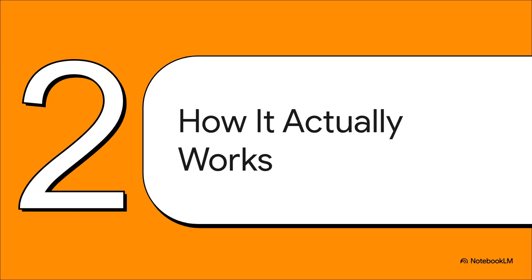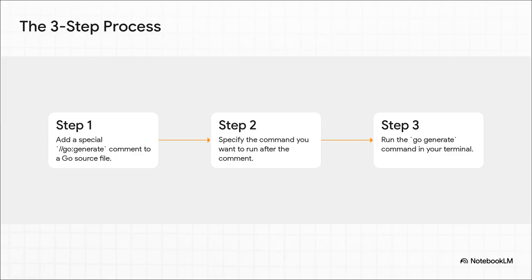Okay, so if it's really that simple, how does it actually work? Let's peel back the layers and see what's going on under the hood. It really boils down to just these 3 simple steps. You find a Go source file, you add a special comment to it, you tell it what command to run, and then you pop open your terminal and type go generate. That's it. The Go toolchain handles the rest.